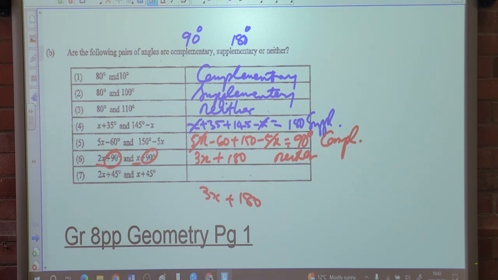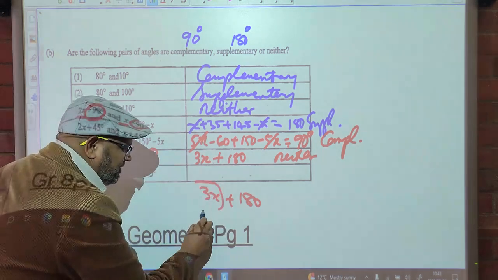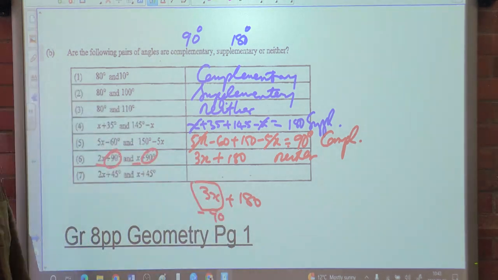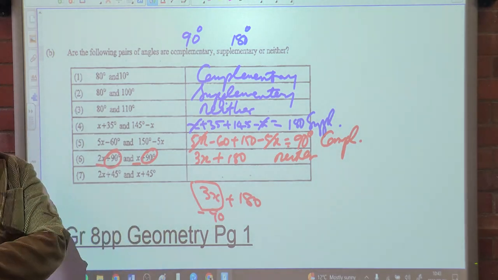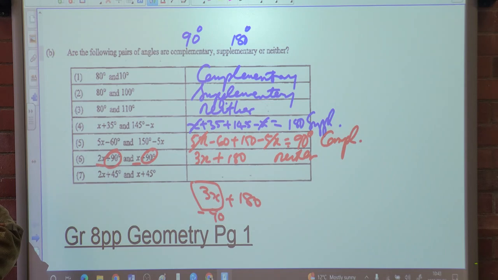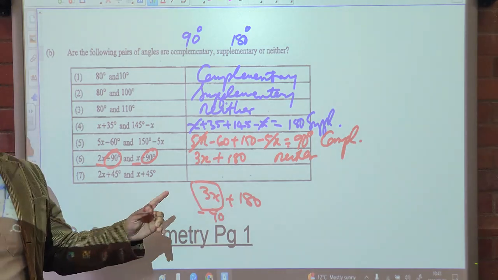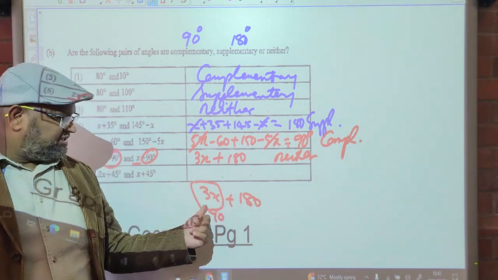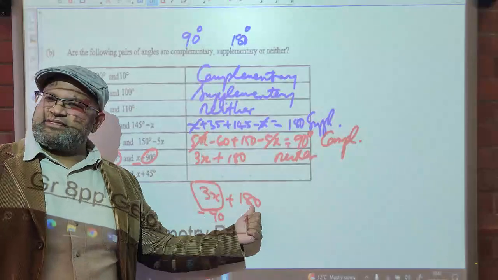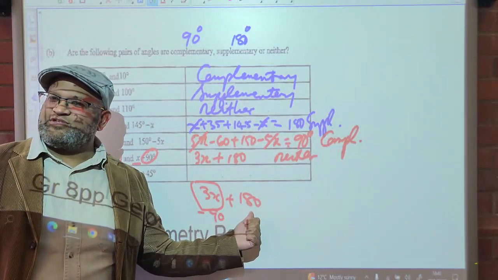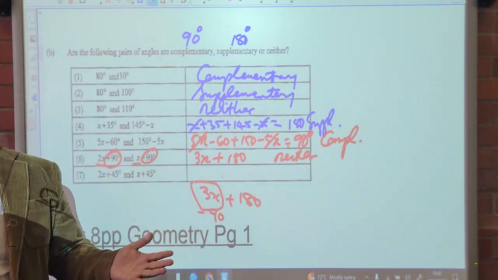Are you on the right track? 180 minus 90. So that means this is supposed to have been minus 90. But my question is, what's the value of x for which it will be complementary? Negative 30, well done. Can you see that? If x was negative 30, then it would have been 3 times negative 30, which is negative 90, plus 180, which is 90. Then it would have been complementary.